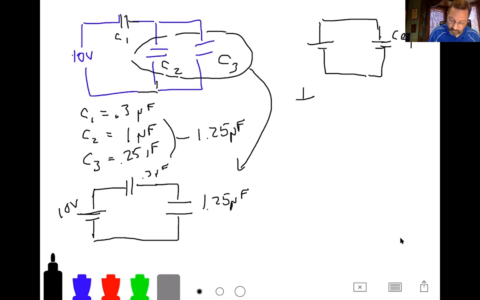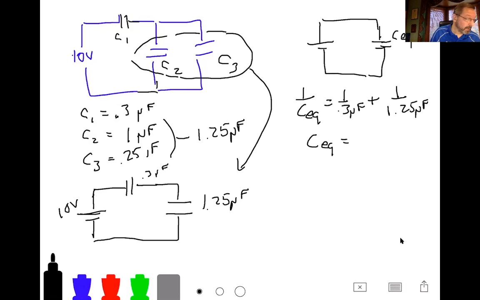And so we said that 1 over C equivalent is equal to 1 over 0.3 microfarads plus 1 over 1.25 microfarads. And I went to my calculator. I just got to warn you, when you do this, you're going to take the reciprocal of 0.3. You're going to take the reciprocal of 1.25. You're going to add those two up. When you're done adding them, you're not done yet. You got to take the reciprocal of that result. And if you do that correctly in your calculator, you get the equivalent capacitance is 0.242 microfarads. Okay? And that's good.